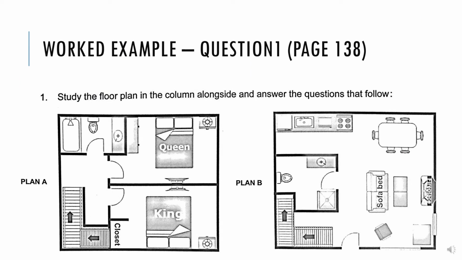So if you look on page 138 at the bottom left corner, it says, question 1, study the floor plan in the column alongside and then answer the questions that follow. So you'll see there's plan A and plan B, one of which is the ground floor of a unit and the other which would be the first floor. So there's a few things that you can see, if I can just get the laser pointer here.